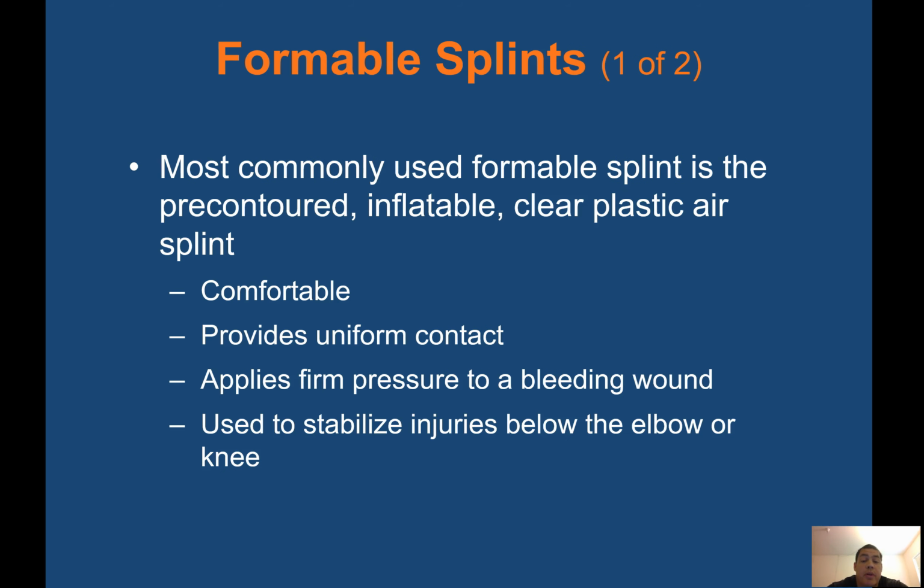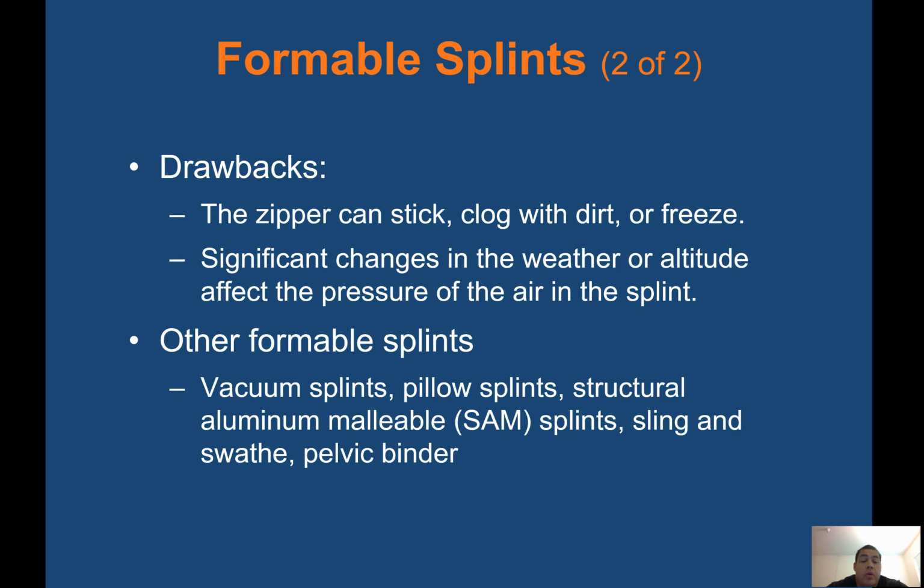Formable splints. The most commonly used formable splint is a pre-contoured inflatable clear plastic air splint. Comfortable, provides uniform contact, applies firm pressure to a bleeding wound. Used to stabilize injuries below the elbow or knee. Drawbacks: the zipper can stick, clog with dirt, or freeze. Significant changes in the weather or altitude affect the pressure of the air in the splint. Other formable splints include vacuum splints, pillow splints, structural aluminum malleable splints or SAM splints, sling and swath, and pelvic binder.